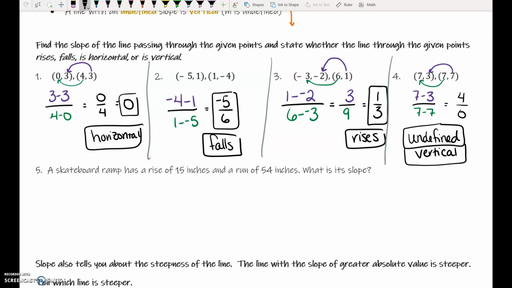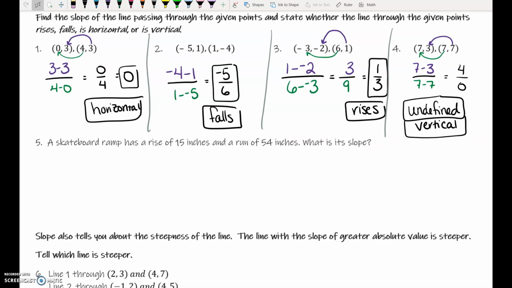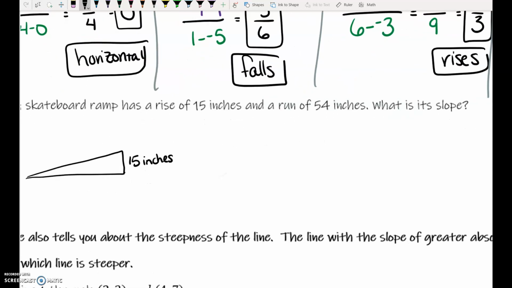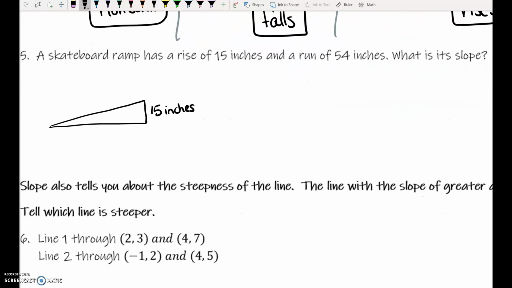A skateboard ramp has a rise of 15 inches and a run of 54 inches. So I guess ramps look like this. This is not drawn to scale, by the way. It has a rise of 15 inches. That means that at its highest point, it is 15 inches tall. It has a run of 54 inches.